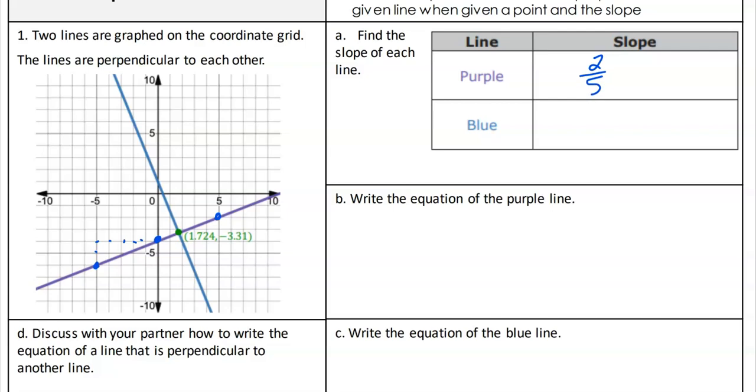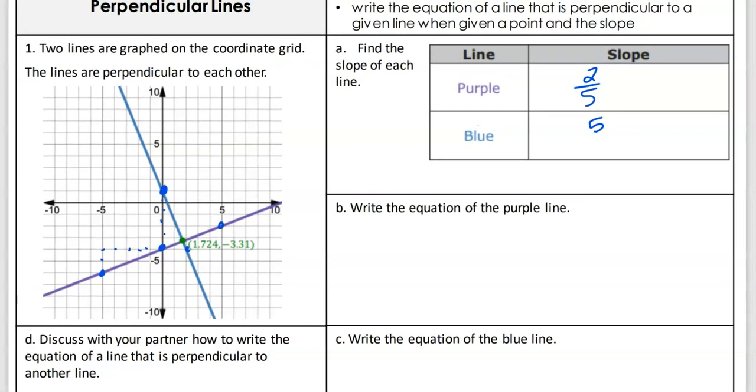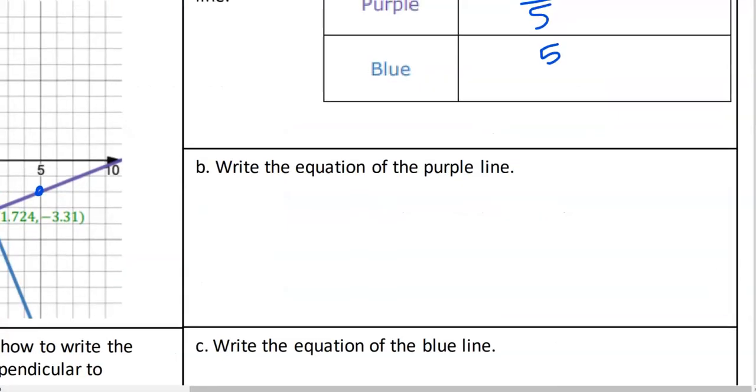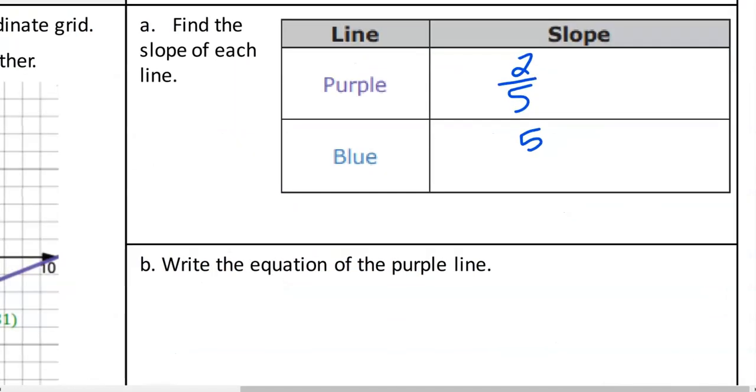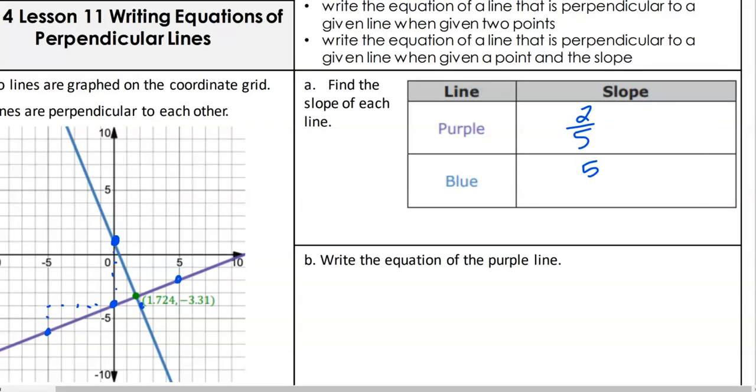So the slope of my blue line, it's gotta go somewhere. 1, 2, 3, 4, 5 over 2. Negative 5 over 2. Yeah, does it make sense to be negative 5 over 2? I told you they were perpendicular, right?